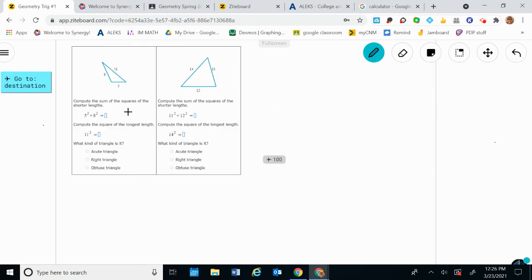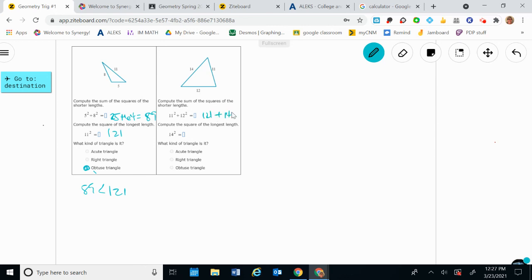Okay, take a look at the next one. This is the last one. So we're checking it. 5 squared plus 8 squared is 25 plus 64, which is 89. And 11 squared is 121. So 89 is less than 121, which means I have an obtuse triangle because a squared plus b squared is less than c squared.